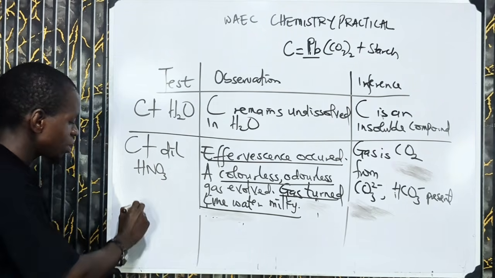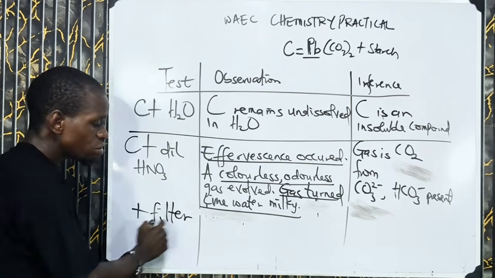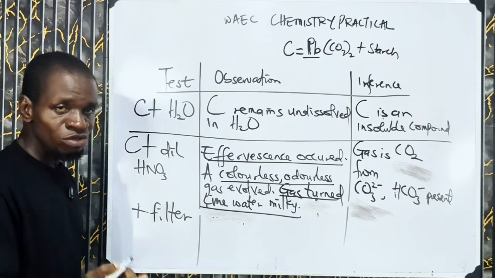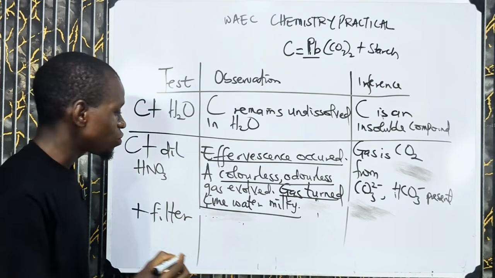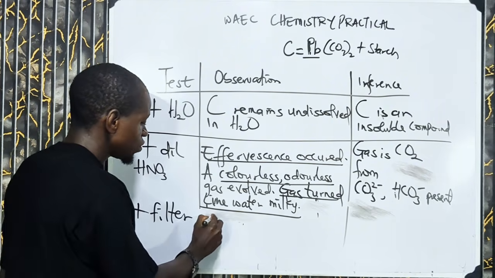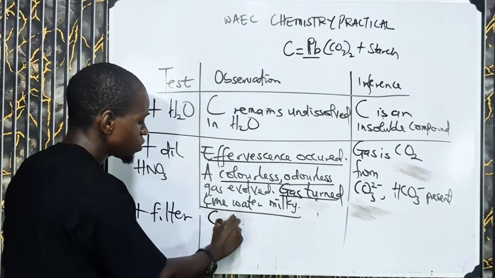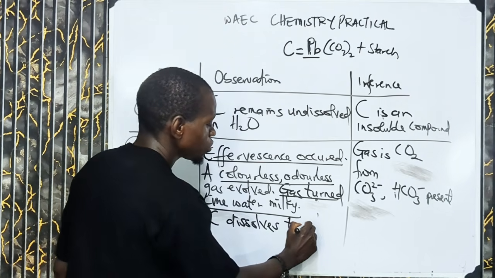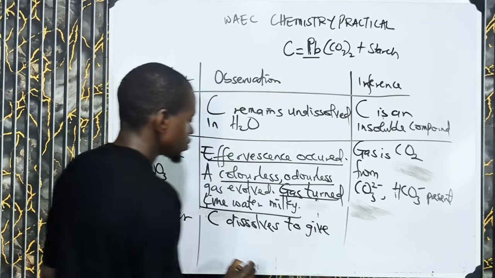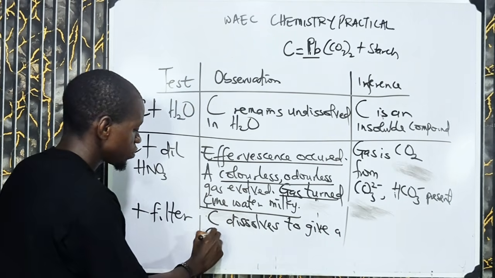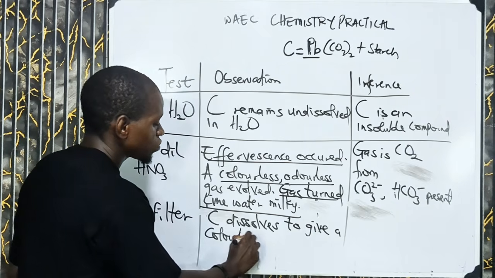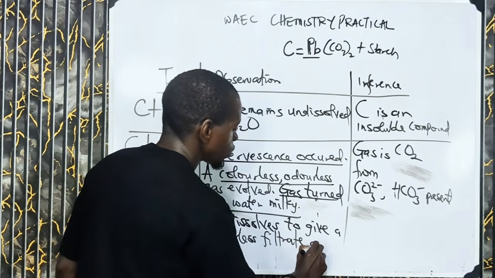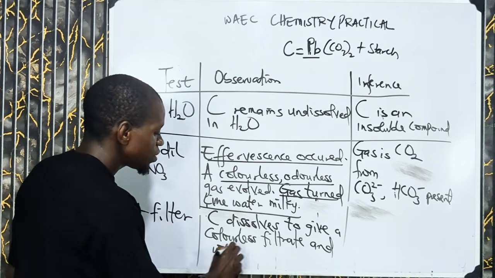Assuming I say after that, you should filter. Even though they did not include filter, you should bear it in mind that aside from this effervescence, something else is going to happen. What is going to happen now? Your C will dissolve, to give water, to give a colorless filtrate and a white residue. Please be careful.